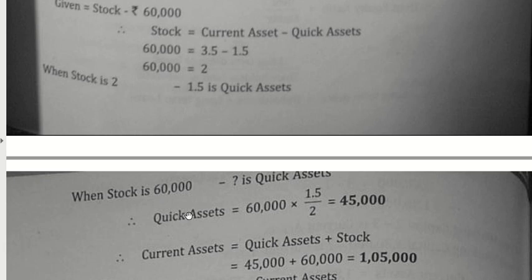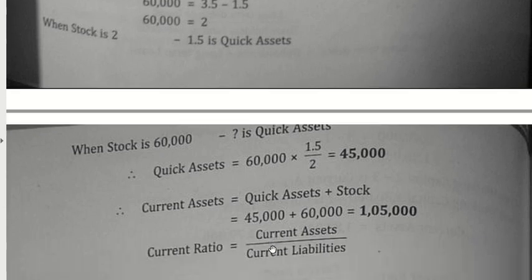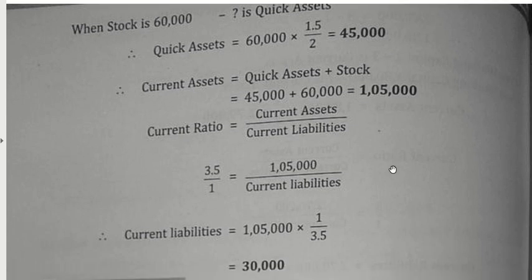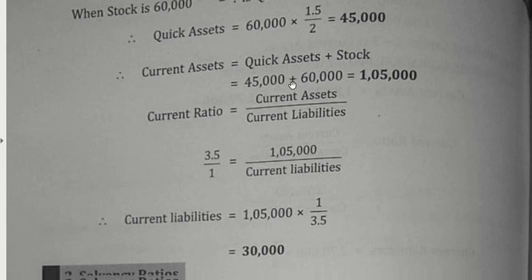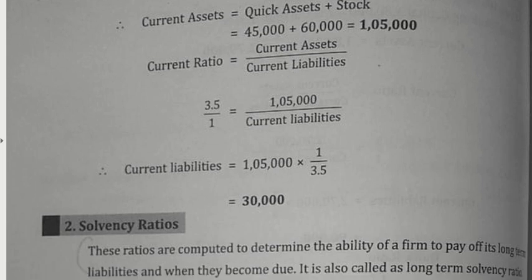When stock is 60,000, what is your quick asset? So quick asset is equal to cross multiply. You get 45,000 as your answer. So current asset is what? Quick asset plus stock. Why? Because it's just the reverse of your formula. Stock is what? Current assets minus quick assets. So when you put this side, to find out your unknown figure as current asset, you get current asset is equal to quick assets plus stock. So 45,000 plus 60,000 is equal to 1,05,000.